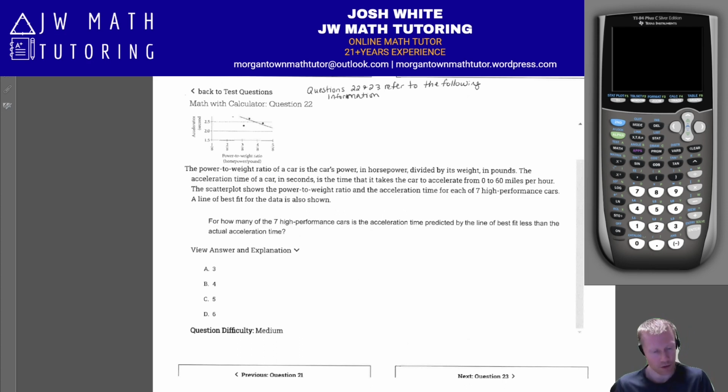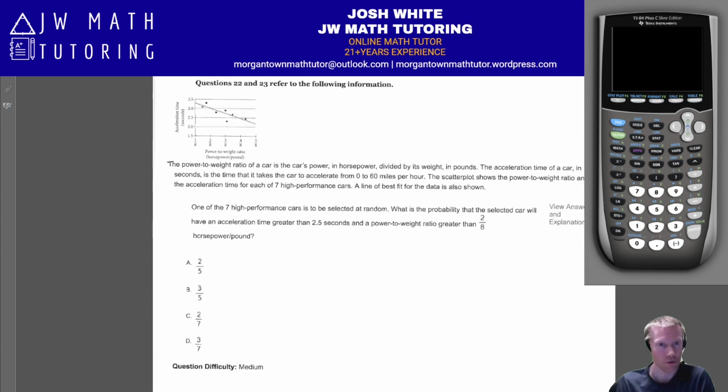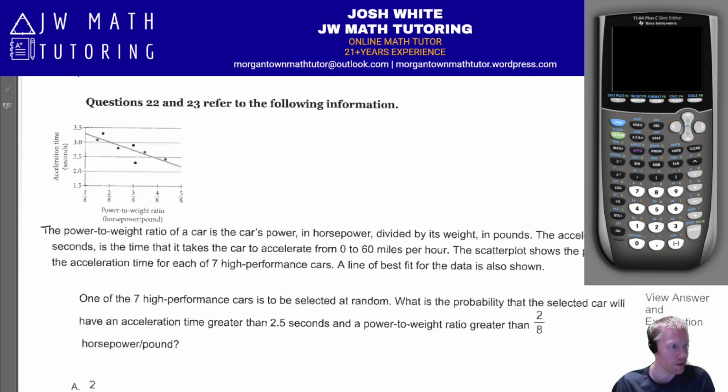Okay, so again, remember that we're looking for predicted less than actual. So here's the actual graph. I will zoom in to make it a bit larger so you can see. Again, we want predicted less than actual. So what that actually means in terms of the points relative to the line is the predicted values are the points on the line itself. Those are the predicted. The actual are the actual dots that we see on the graph.